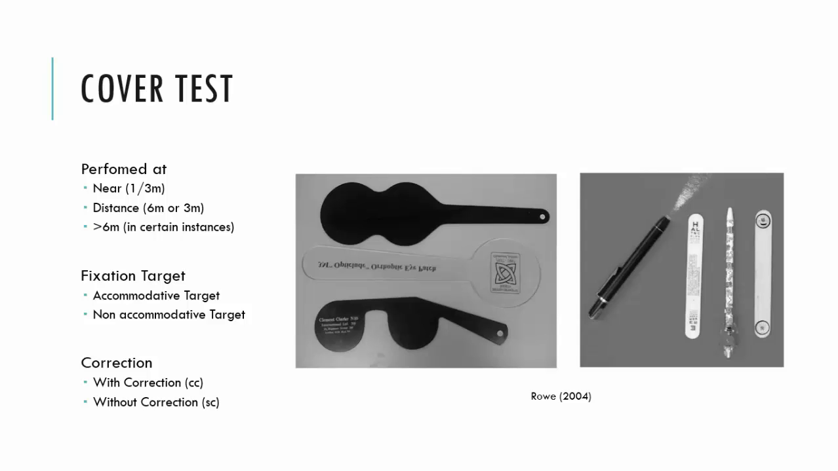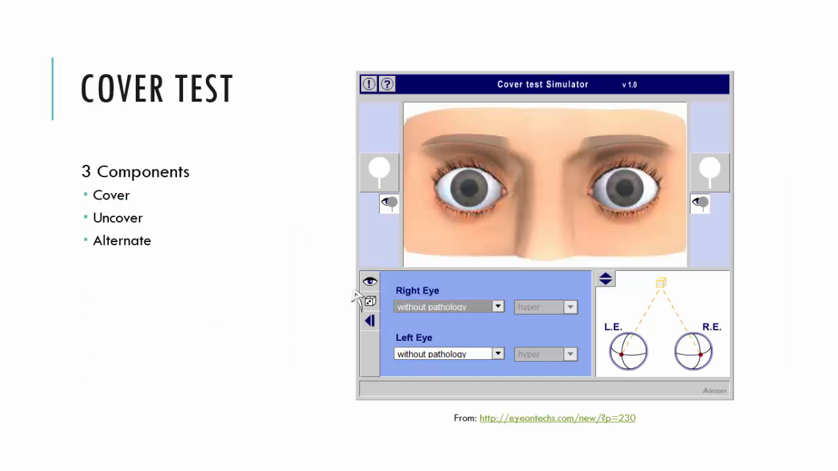so it's still a very good occluder to use in cover testing. Now, you're aware that the cover test actually has three components: the cover, uncover, and alternate component. The cover component of the cover test is detecting manifest strabismus, the uncover is looking for latent, and the alternate is a fully dissociative test that won't distinguish whether you have a latent or manifest strabismus. Okay, let's have a look at each of these components using the simulator over here.